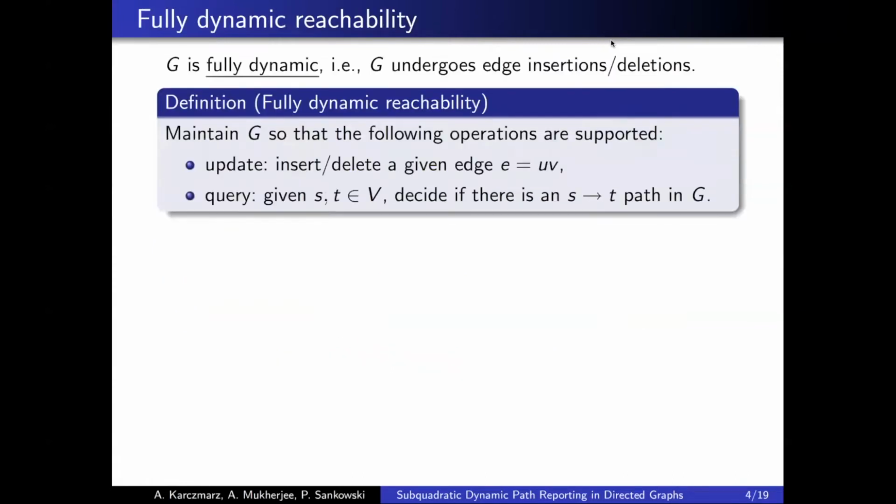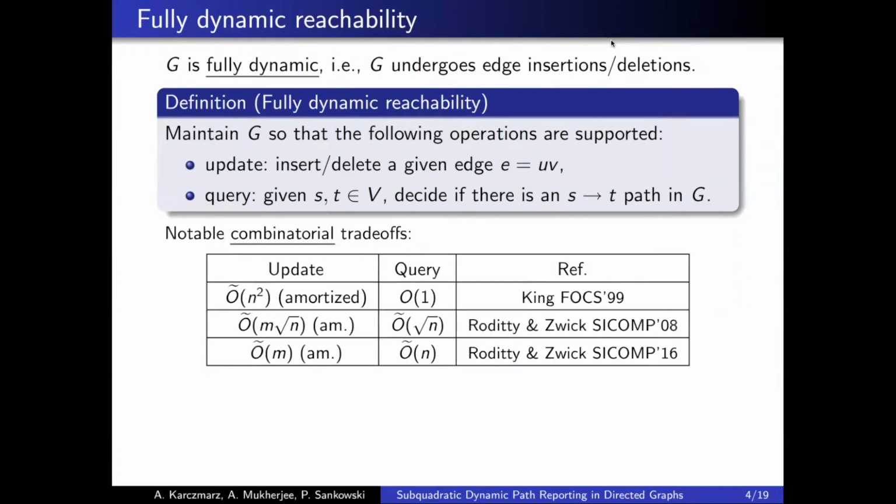In this talk, we are interested in the fully dynamic setting where the graph undergoes edge insertions and deletions, and the goal is to maintain G, possibly with some additional data structures, that support these edge updates and the reachability queries. There are several notable combinatorial trade-offs, for example, order n squared update time and constant query time, or order m root n update time and root n query time, or order m update time and order n query time. Notice that all these bounds are amortized.